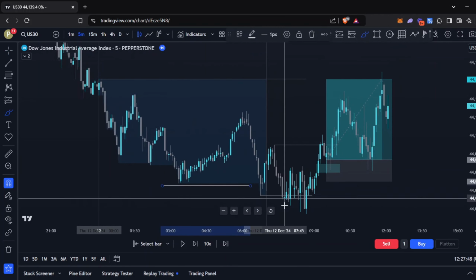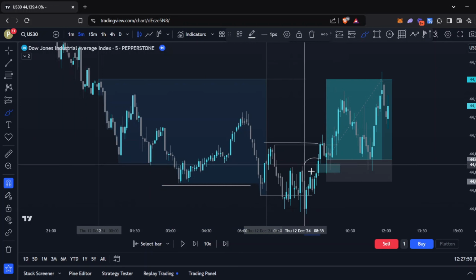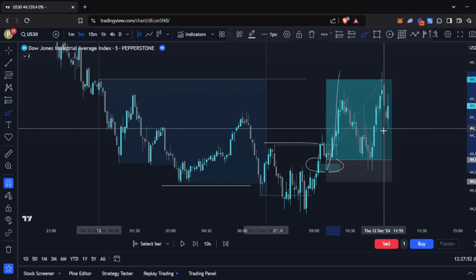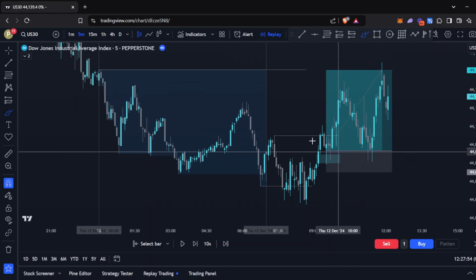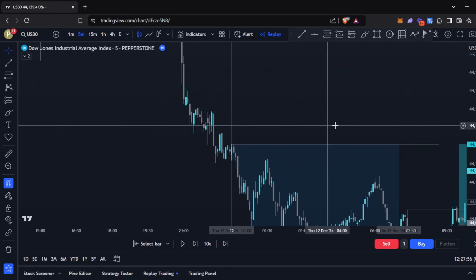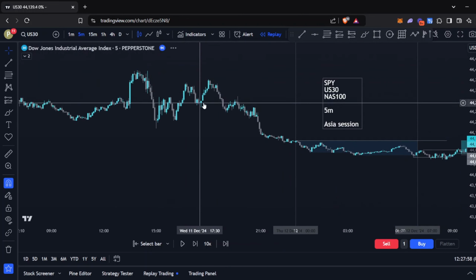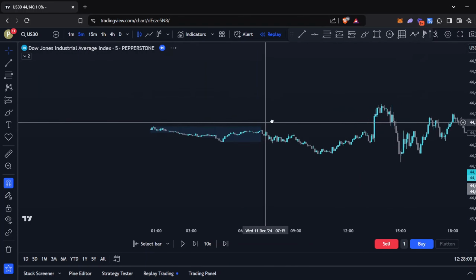So it's nice and simple. We're just waiting for a sweep of either side, market structure shift, displacement, bullish engulfing, and we're in this trade. So that was example number 1. Let me take you over to yesterday where we can see example number 2.